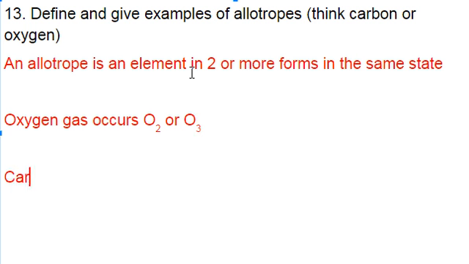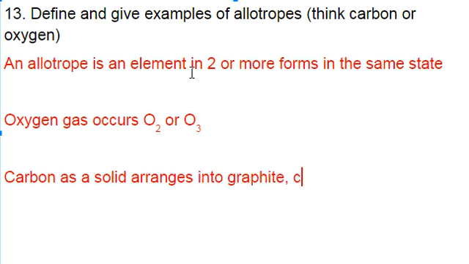And carbon, as a solid, arranges into graphite, diamond, or fullerene. The difference being that the graphite and fullerene tend to have carbon bonding to three other carbons, whereas with diamonds, the carbon bonds to four other carbon, making it very rigid.